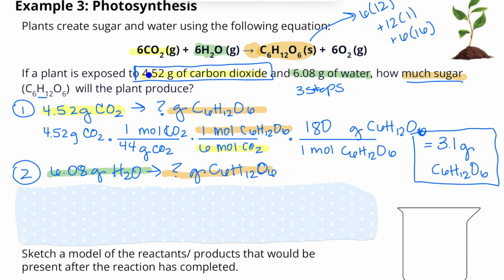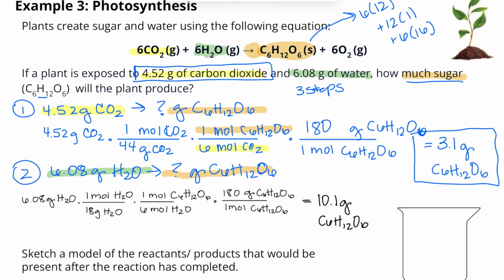So we took our CO2 value and we did that calculation. Now we do the same thing with that water value and find how much sugar that is going to give us. And I did that calculation here. And now we are going to compare our two values. We need to figure out how much sugar will the plant produce. So is it going to produce 3.1 grams or is it going to produce 10.1 grams?